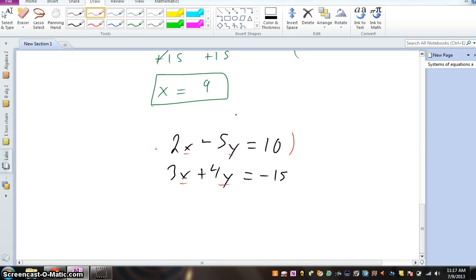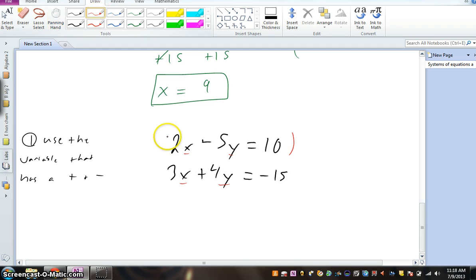Now, here's my suggestion. Again, this is just my suggestion. I suggest that you use the variable that has a positive and negative. It has a plus and a minus. I suggest you do that only because it saves you one less step. And I'll readdress that again in a second.